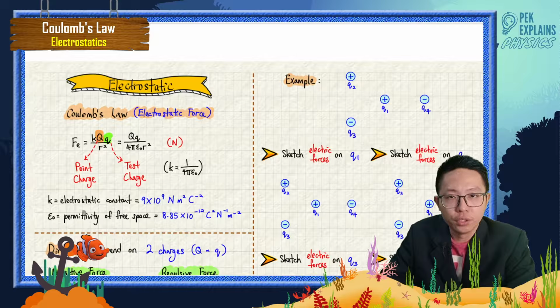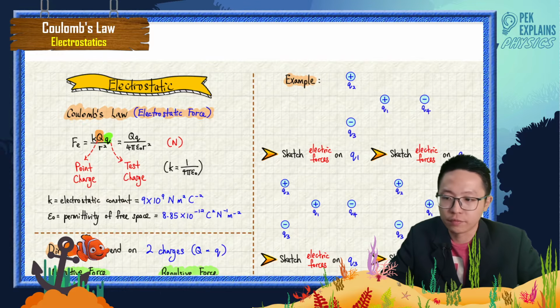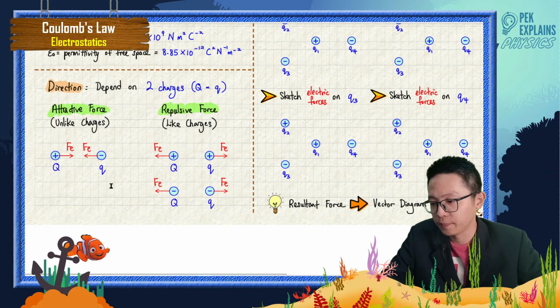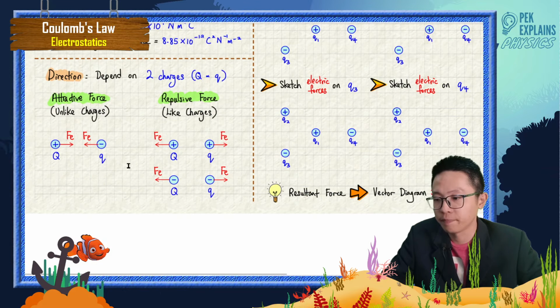Today we are going to learn a new chapter called Electrostatics. Electrostatics is actually about charges, positive and negative charge, as shown here.